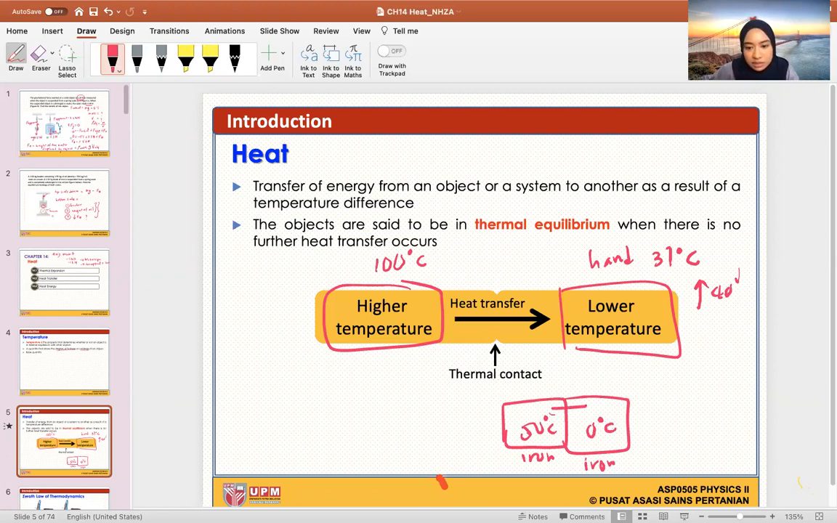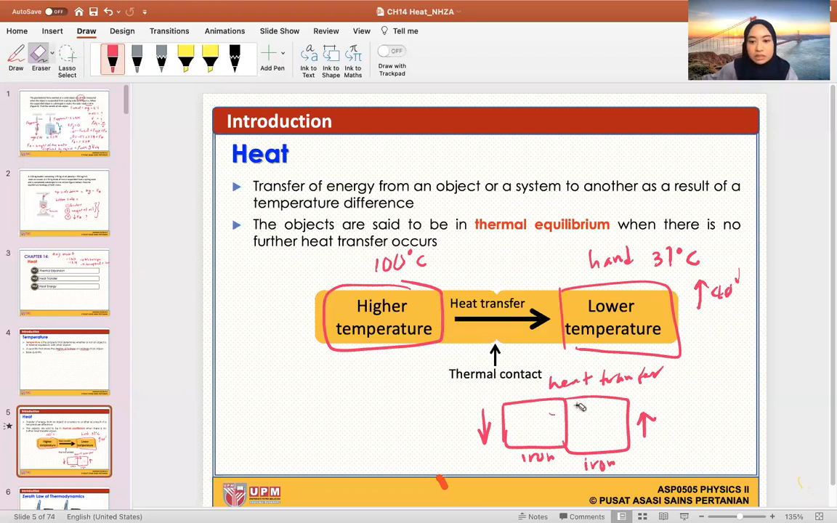This guy transfers the heat. Why? Because they are not in temperature equilibrium. They have differences. When they have differences, diorang nak gaduh. Kita tak ada gaduh pun. So ada heat transfer. Heat transfer occurs. What happens? This guy increases in temperature. This guy decreases in temperature. Sampai they reach a similar temperature. Let's say iron ni dah habis kasih heat. Iron lagi seorang ni pun dah habis terima heat.